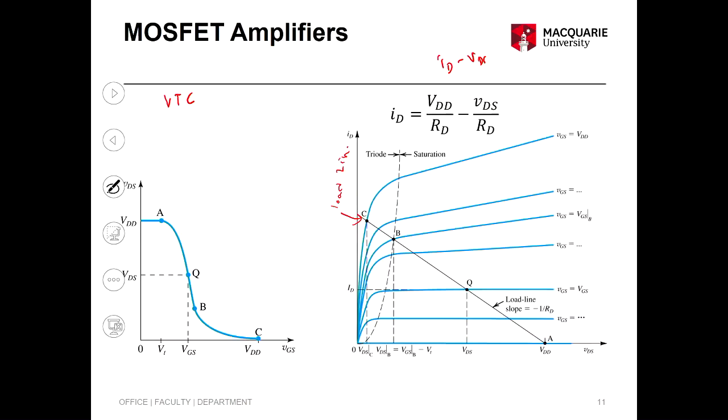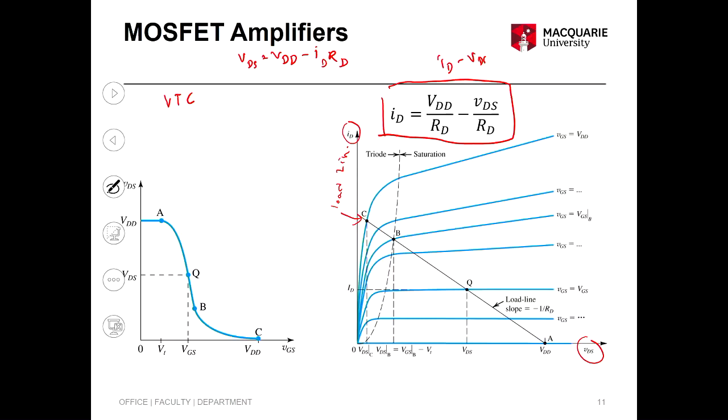The ID VDS curve has the axes ID and VDS, right? The previous equation that you learned, VDS equals VDD minus ID RD, you rearrange so that the y-axis is ID and the x-axis is VDS. When you rearrange that, it will be in this format.